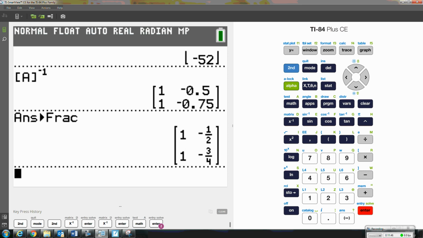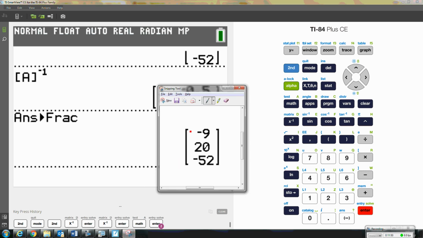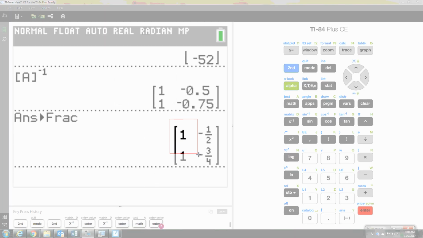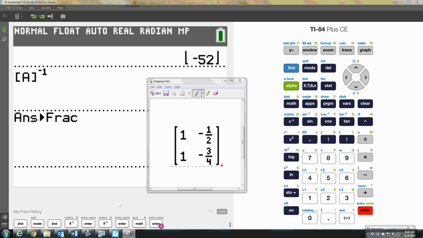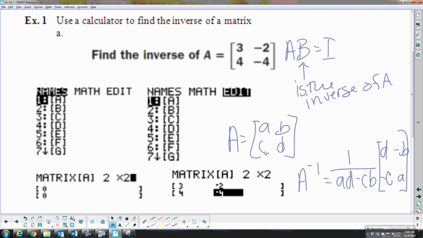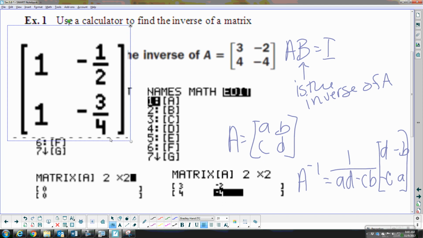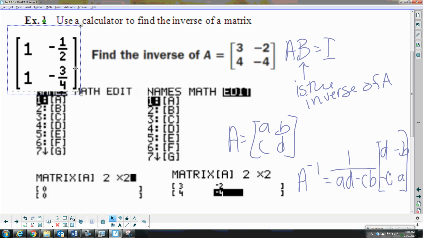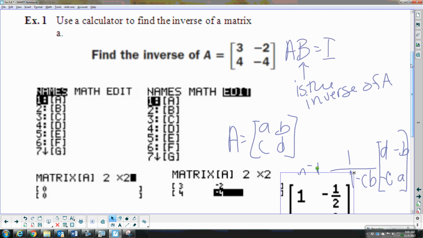So the next one, we're going to find the inverse. We're going to do it again. So here's our inverse of matrix A. So let's put that in our notes. So find the inverse of matrix A. Here we go. I'll just move it down here.